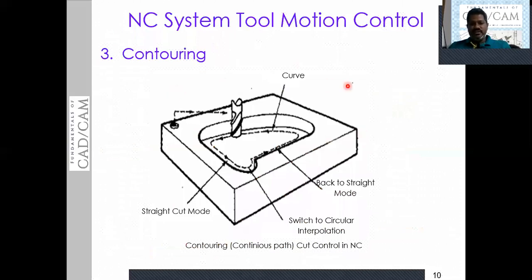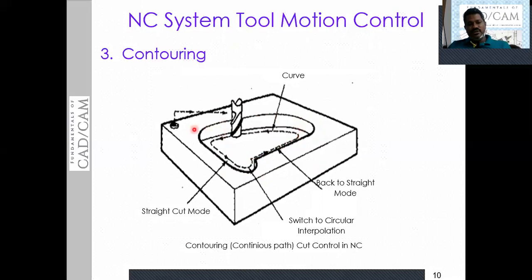Let me move on to the figure. We have a figure here on which we are creating one depression. This depression consists of all the movements: initially the tool is moving in a straight cut, then it follows a circular path, then a straight line, then a curve. All these are involved in this type of machining. You can observe all the motions in contouring tool motion control.